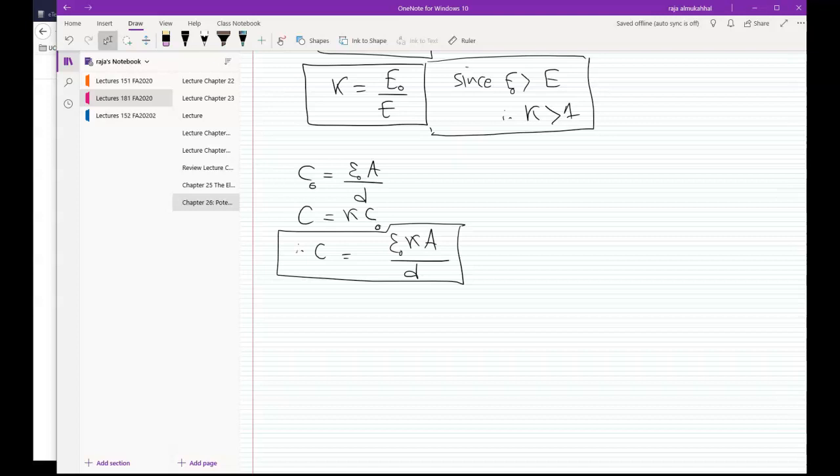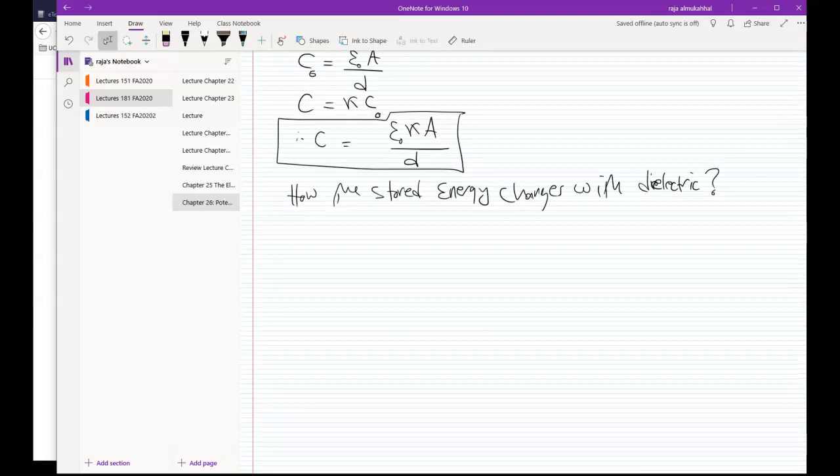One more thing is this: how the stored energy changes with the dielectric constant. How does it change with dielectric? In other words, when I insert a dielectric, how does the stored energy change?